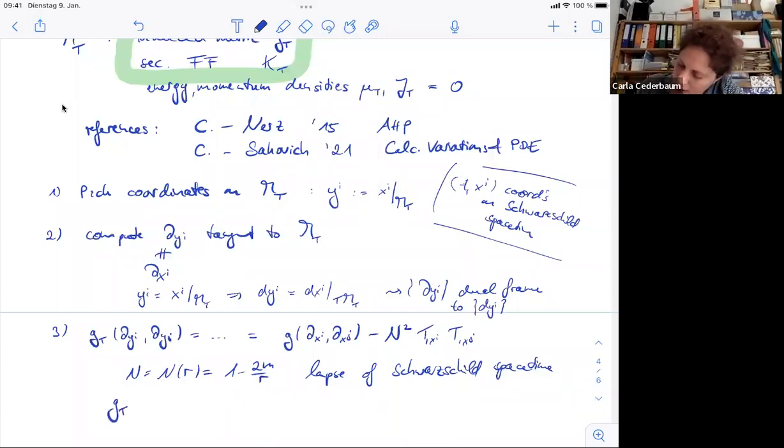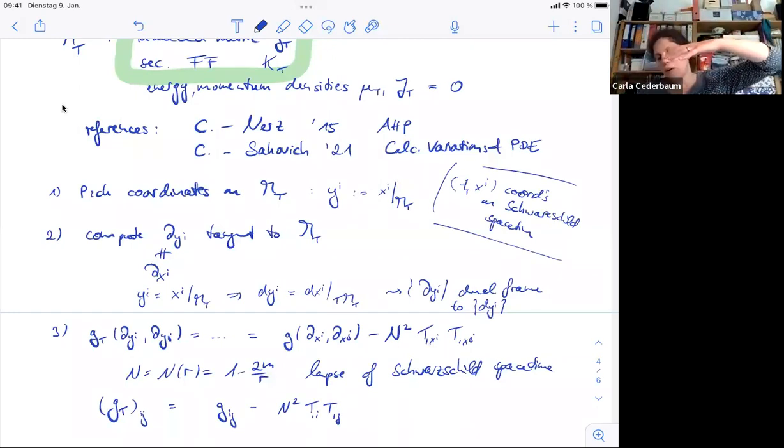So let's write this in a different way. The matrix components of g_t are the original components g_ij minus n squared t_i t_j, and I'll drop the little x's here for simplicity. So I can compute the induced metric on my graphical hypersurface by computing the components of the original Schwarzschild metric and then subtracting the lapse squared times the first partial derivatives of the graph function t. So this is how the graph function changes the induced metric.